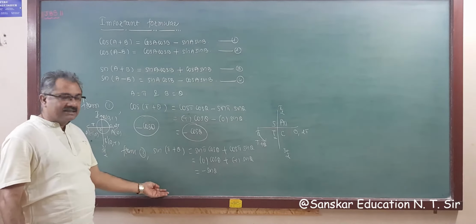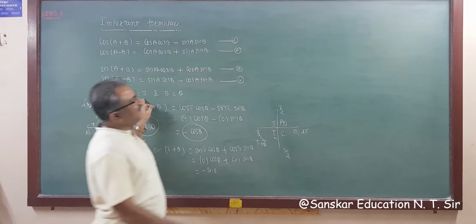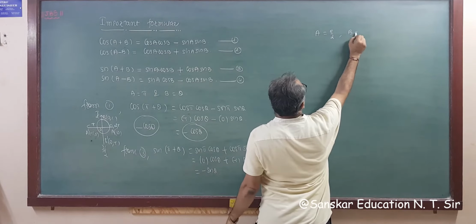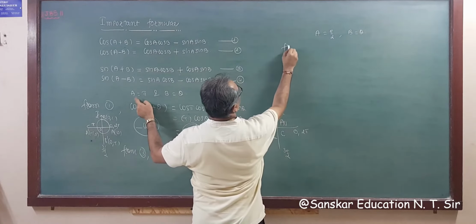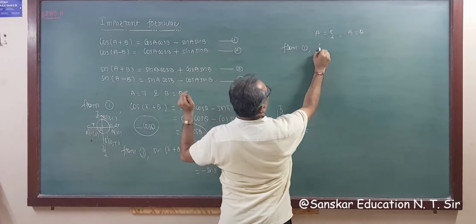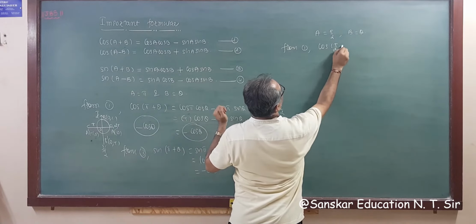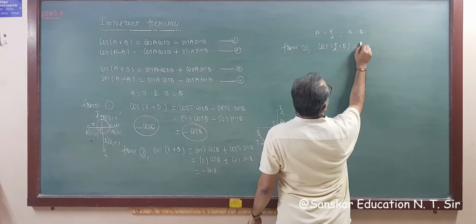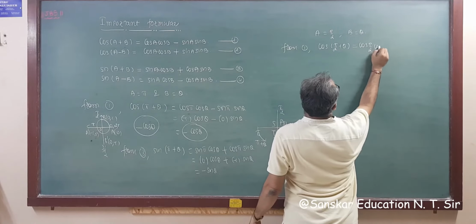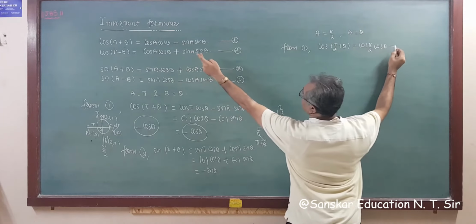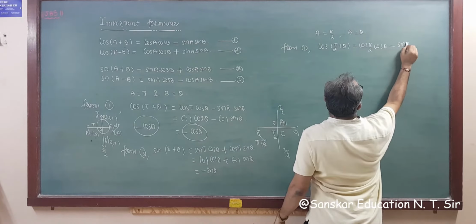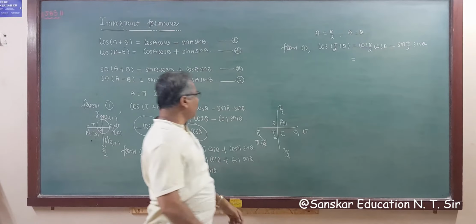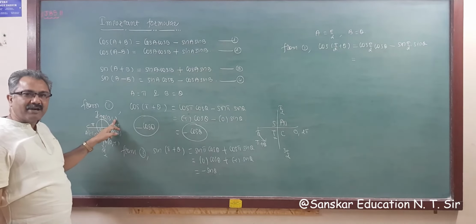Similarly, you can verify this. Again, if we take a is equal to pi by 2 and b is equal to theta in 1, then what we get? From 1 we get cos(pi by 2 plus theta), which is cos pi by 2 times cos theta minus sin pi by 2 times sin theta. Cos pi by 2 is 0 and sin pi by 2 is 1.